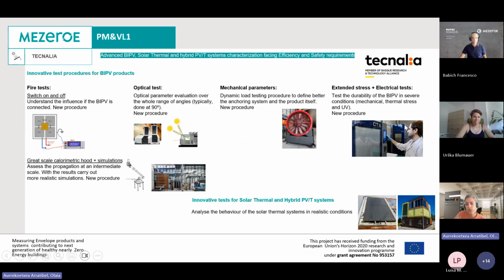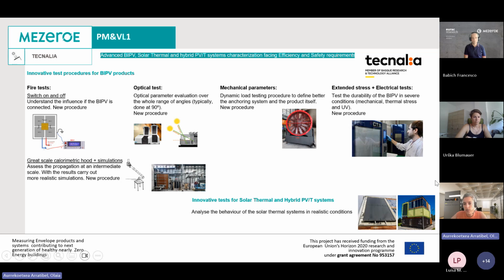So now I will go through all the 9 pilot measurement and verification lines, to show you briefly which different testing facilities we offer, as well as the simulations that we offer. Regarding pilot measurement and verification line 1, which is managed by Tecnalia, we are focused on BIPV, building integrated photovoltaics, also solar thermal and hybrid photovoltaic thermal systems.